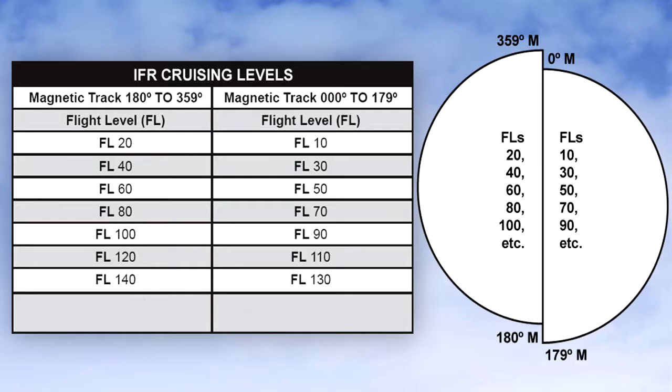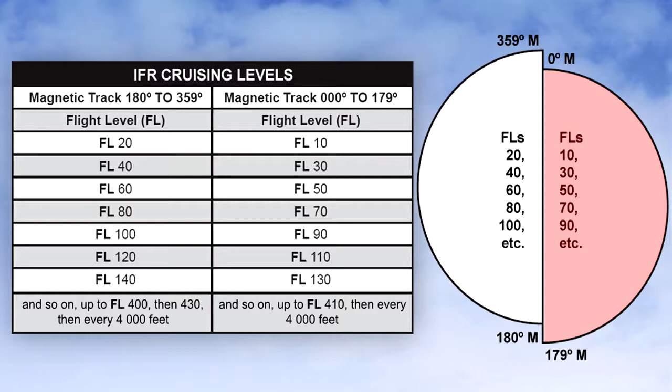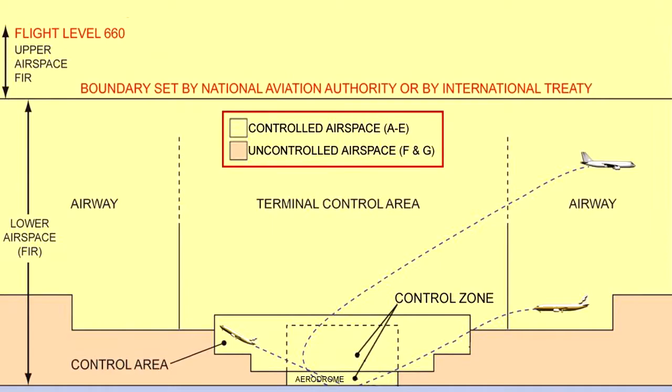You can see that from 0 to 179 degrees, IFR cruising levels are at odd-numbered flight levels, while from 180 to 359 degrees, the IFR cruising levels are even-numbered flight levels. If an aircraft is authorized to employ cruise climb techniques between flight levels, the higher flight level at which the aircraft levels off must also be in compliance with this so-called semicircular rule.